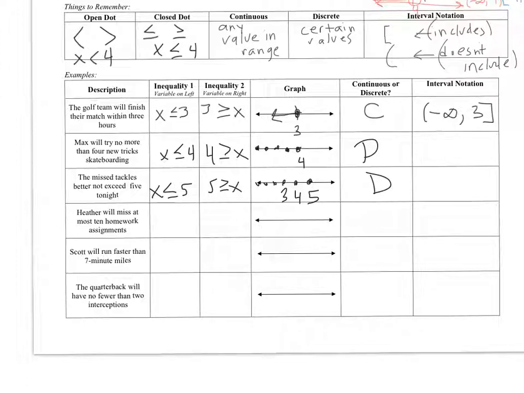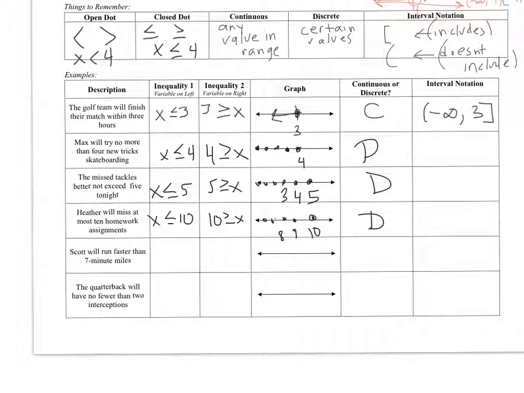And then next one, Heather will miss at most 10 homework assignments. So at most, we have another less than or equal to situation. This is also going to be discrete because the number of homework assignments you miss cannot be decimals. So I'm going to start with 10 and go down 9, 8, etc.